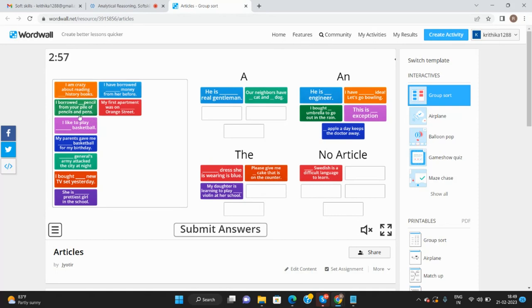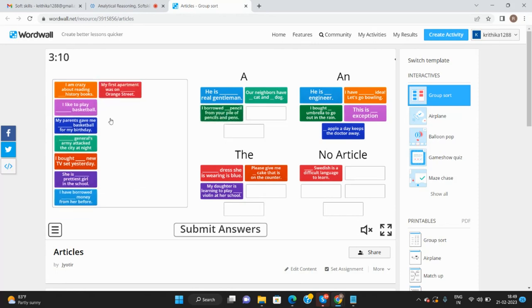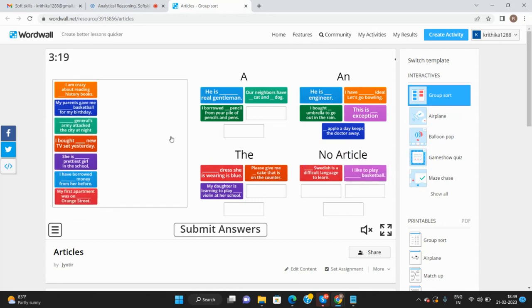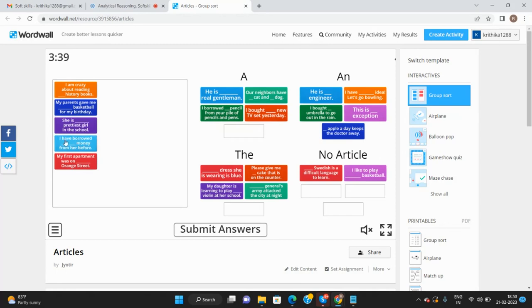I have borrowed dash money from her before. Sorry, we'll come to that later. Okay. I borrowed dash pencil from your pile of pencils and pens. A pencil. I like to play dash basketball. There is no article. Okay. Dash generals' army attack the city at night. The generals. Super. I bought dash new TV set yesterday. Okay. My first apartment was on dash Orange Street.